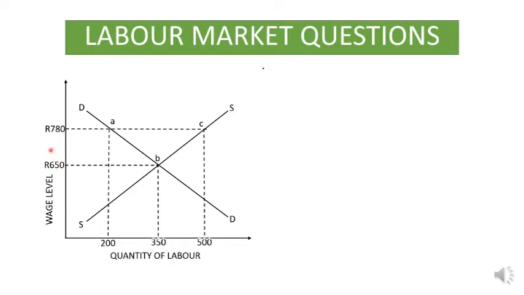Okay, now when the wage level increases to 708 Rand, what happens now is people are more motivated. The number of people looking for the jobs increases to 500. So the supply is now 500, but the demand is 200. It is now expensive for the firms to employ more people, so they decrease the number of the workers.